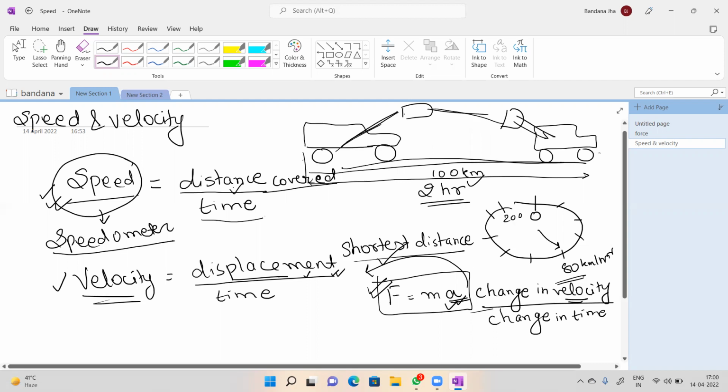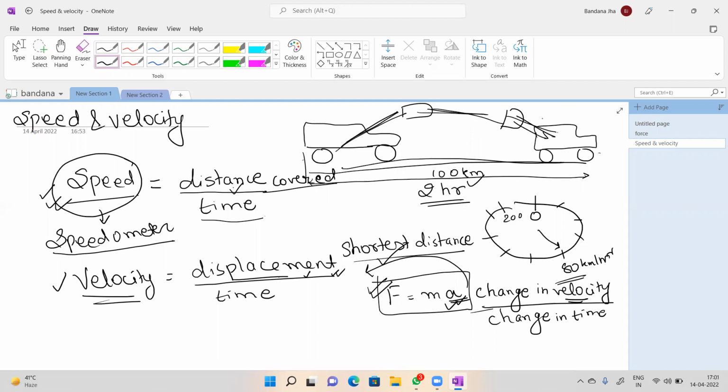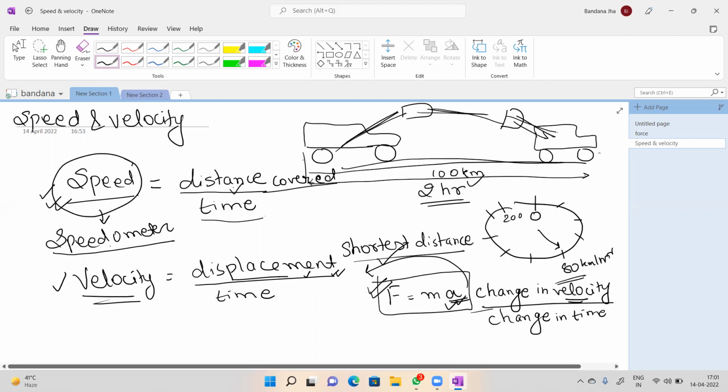This is the total, complete distance the body has traveled. That is your distance. Because the speed is also shown like this. Understood? And change in velocity, that is initial and your final. Are you getting the point or not?